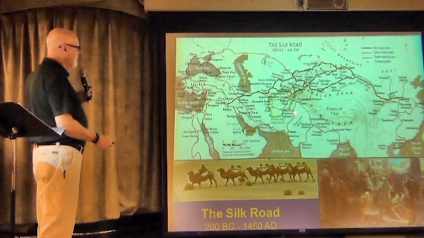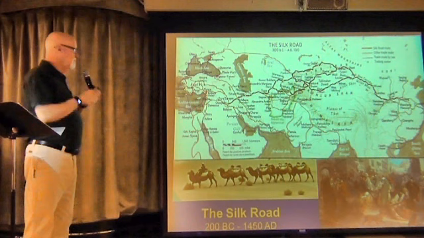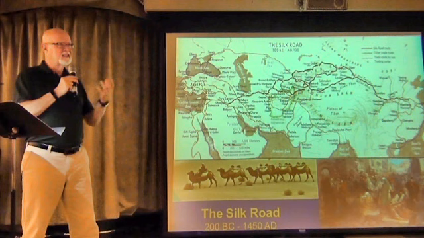eventually affected India, Persia, all of the nations in between the Mediterranean Sea and China. And then from the eastern end of the Mediterranean Sea, goods were transported all the way to Spain and to Britain because those were areas that were controlled by the Roman Empire. And so you can see this trade connection. And it wasn't, as I said, just commodities.